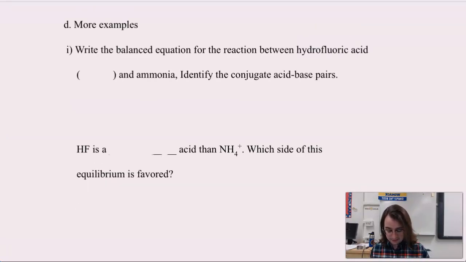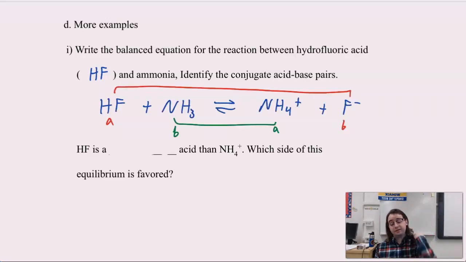Let's write the balanced equation between HF and ammonia, and then we're going to identify the conjugate acid-base pairs. You do that first, and then come on back and I'll show you how to do the second part. Notice that HF is a weak acid, NH3 is a weak base. So HF is going to donate its proton to NH3, and we get NH4 plus and F minus. If we connect them into their conjugate pairings, HF and F minus are a pair, and NH3 and NH4 plus are a pair. I've just been abbreviating A for acid, B for base.